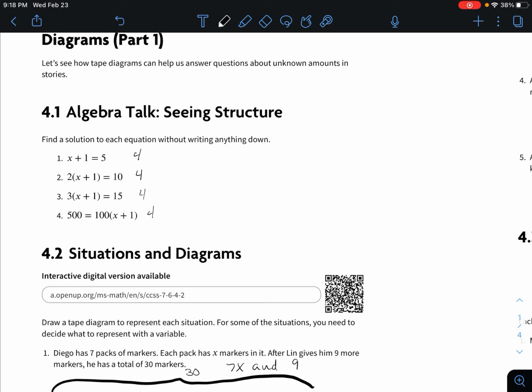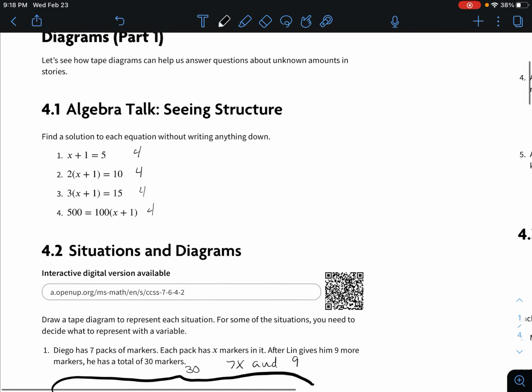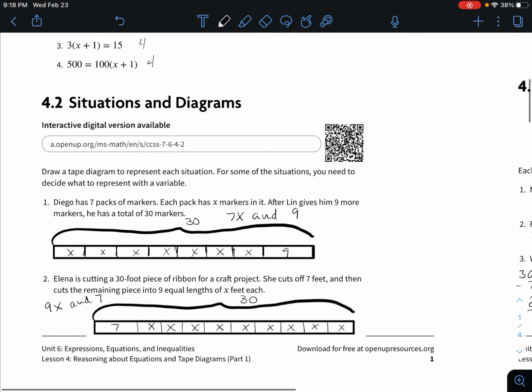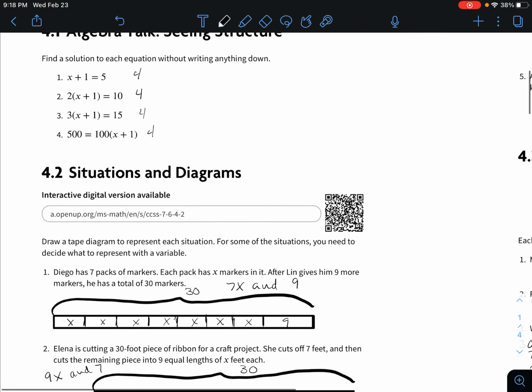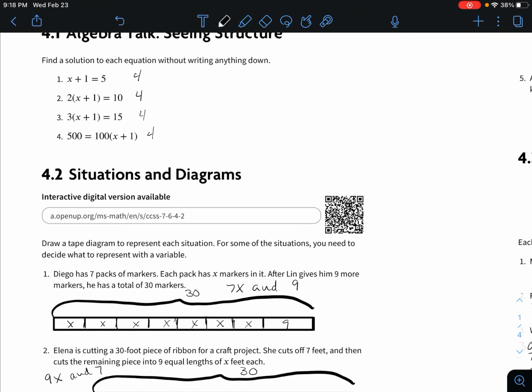Okay, so he's got 7 packages with X amount of markers, so X is referring to the markers that were in the original pack. And then Lynn gives him 9 more, so he has the 7 X's, so X will represent the amount that is in the markers. And he has 7 of those packs and then adds 9 at the end, so it should look something like this. Okay, your total is 30. That's the total length of the tape diagram. You have 7 X's for representing each pack, and then the 9 given at the end.